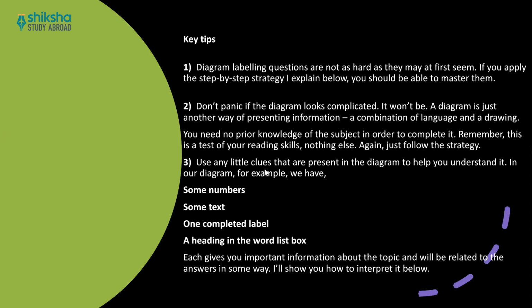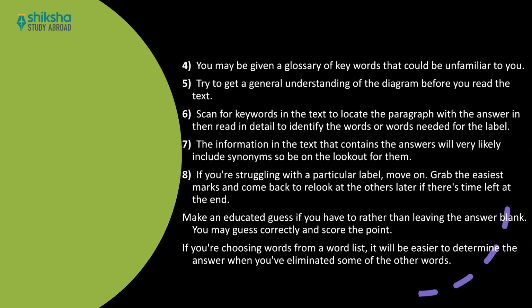Third is, use any little clues that are present in the diagram to help you understand it. In our diagram, for example, we have some numbers, some text, one completed label, and a heading in the word list box. Each gives you important information about the topic and it will be related to the answers in some way. So I'll show you how to interpret it below. In the end, I'll show you one example question as well so that it's more clear. Let's continue with the tips for now.